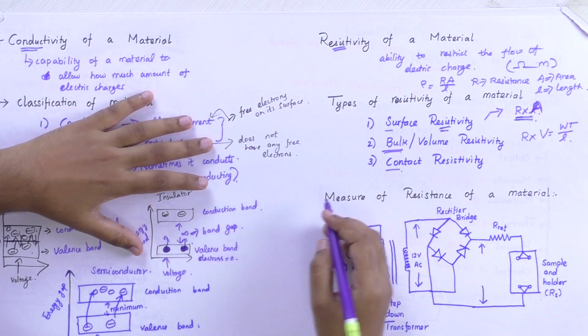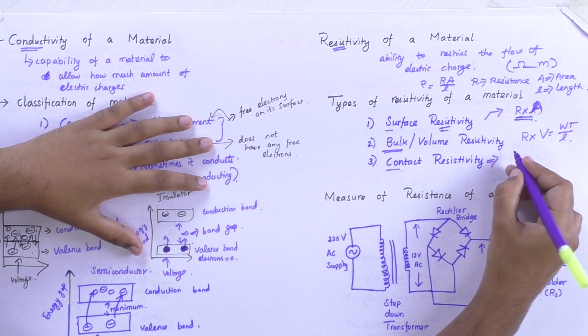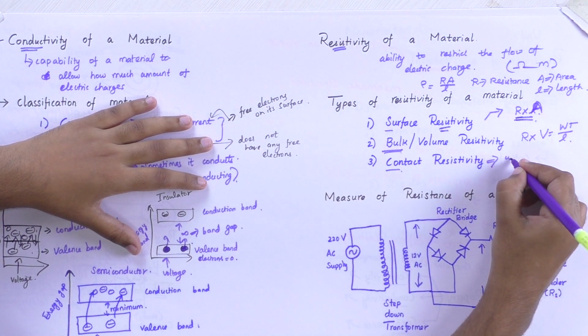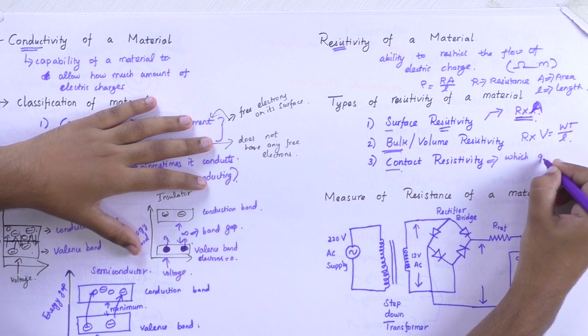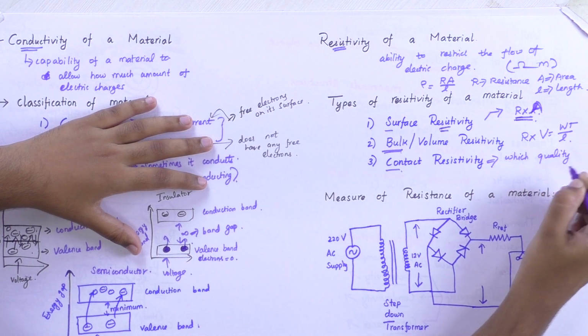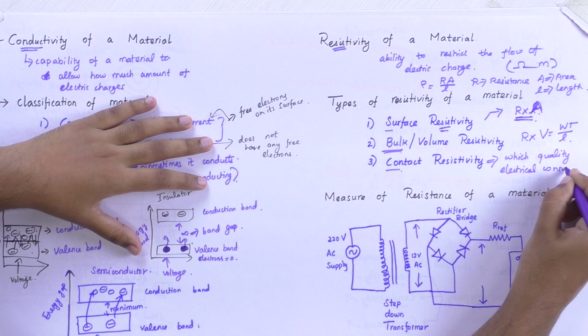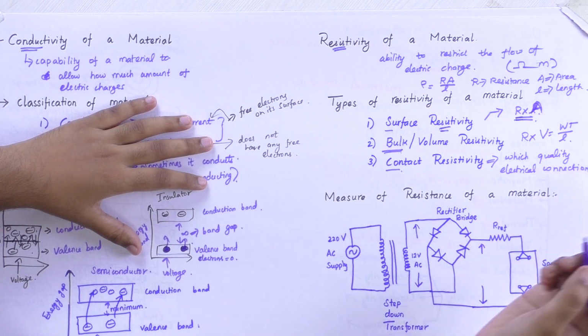Then contact resistivity is not a measure of resistivity as such, but it checks the quality of the electrical connection we have given to the material. So simply we are saying that this formula will be used for calculating this resistivity, but how will we measure the resistivity of a material?